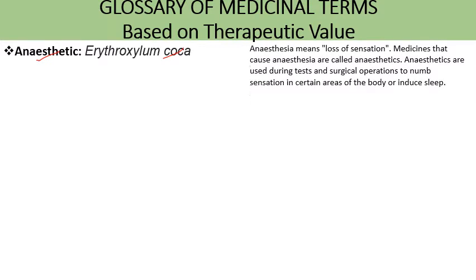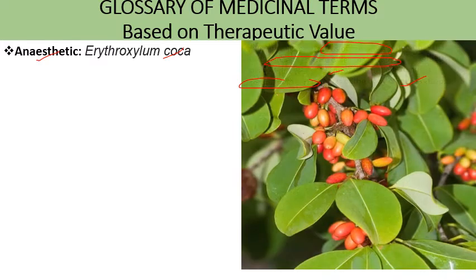So anesthesia means loss of sensation. So medicines that cause anesthesia are called anesthetics. And anesthetics are used during test and surgical operation to numb the sensation in certain areas of the body or to induce sleep. So ये है anesthesia. Then the plant used is Erythroxylum coca.